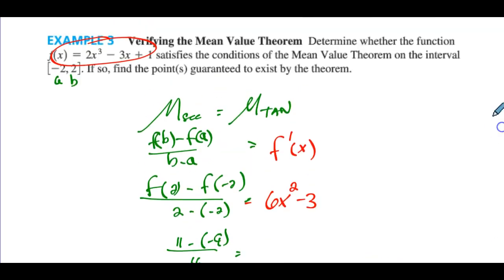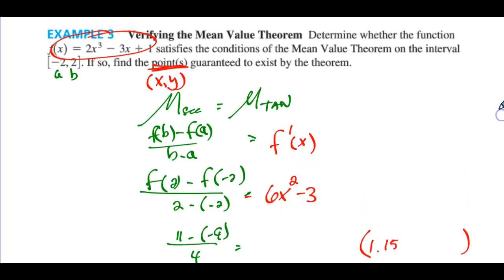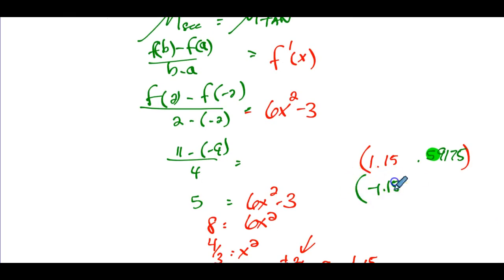Now, this actually said find the points, and usually we let points be some ordered pairs, x and y. So you can use the exact values, but if we use 1.15, I'll just go back to my graphing calculator and punch in this function and find this y value. And that y value turns out to be around 0.59175, and for the negative, around 1.4.